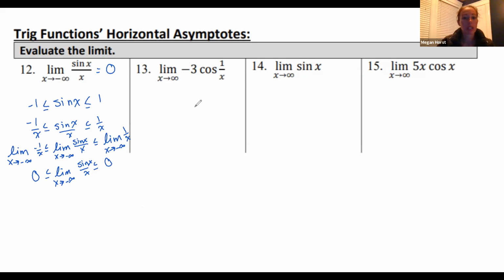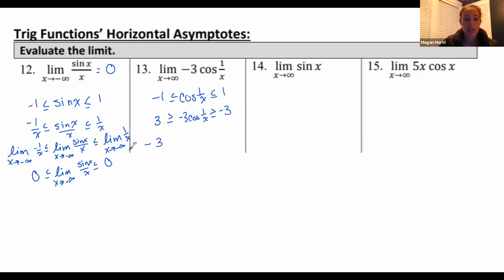Let's do the same thing here. Cosine of 1 over x, that's going to live between negative 1 and 1. I'm going to multiply everything by negative 3. And remember, this is a reminder from Algebra 1, and then you may have seen a little bit in Algebra 2. When we multiply an inequality by a negative, you have to switch the signs. So we have 3 now is greater than or equal to -3 cosine 1 over x, which is greater than or equal to -3. I'm going to rewrite this so it's going in the correct direction.